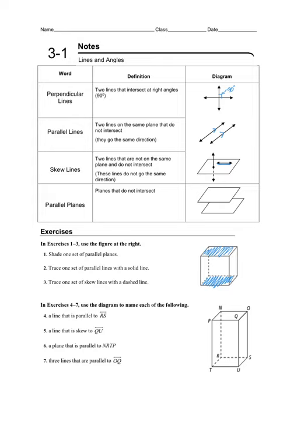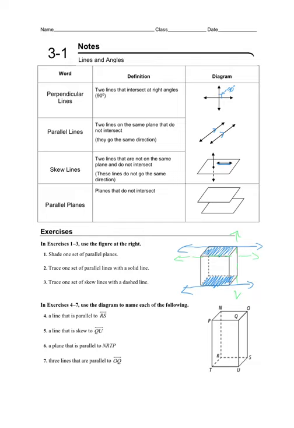Trace one set of parallel lines with a solid line. So I could choose this line in the back, and I could choose this line up front. So those would be my parallel lines. And then it says choose two lines that are skew lines and do those with a dashed line. So let's say I could do this front line up here with a dashed line. And then I could do this back corner, and those would be skew lines. One's in the front and one's in the back, but they don't go the same direction.